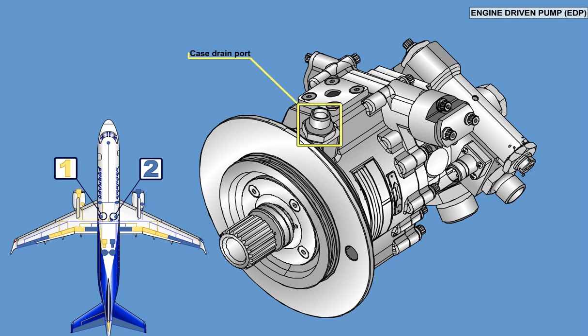The case drain port is located on the top side of the pump, near the mounting flange, a position designed to maximize case drain cooling of pump components. An electrical connector provides control to the solenoid valve that reduces discharge pressure and input torque required during engine windmill relights.